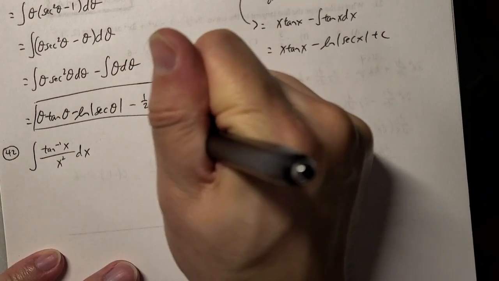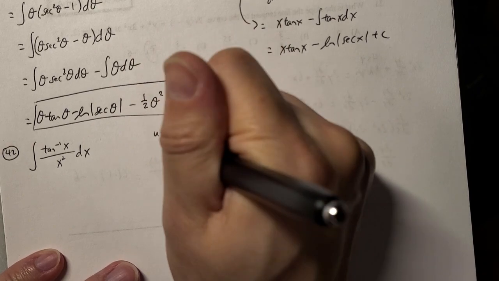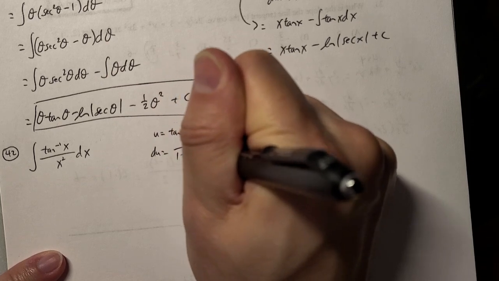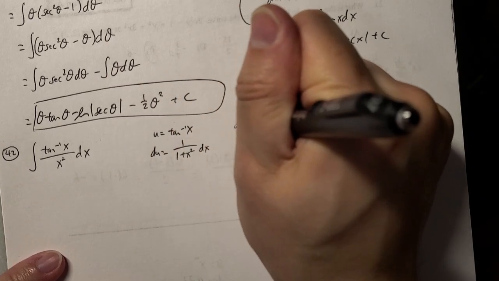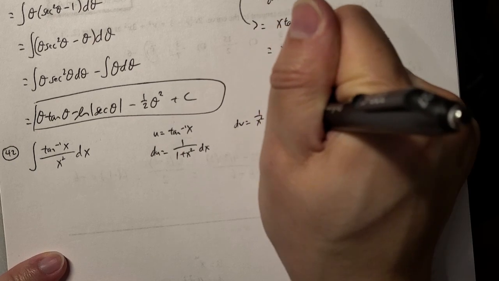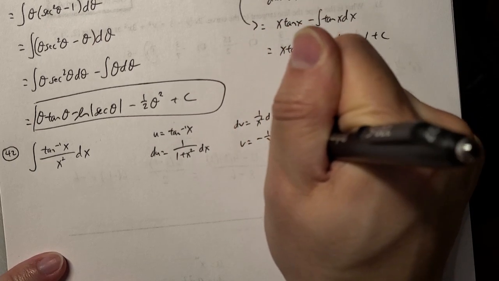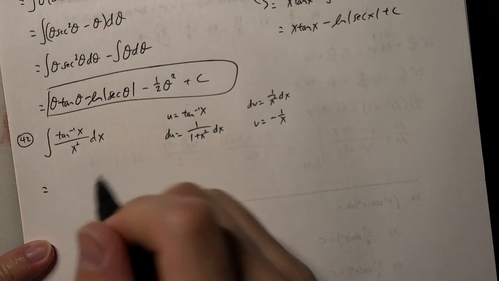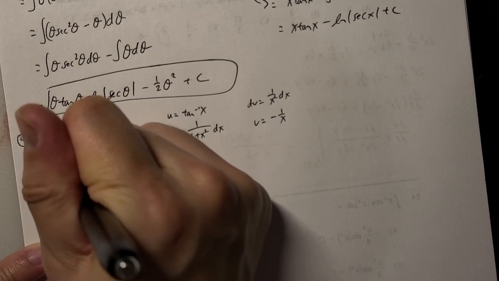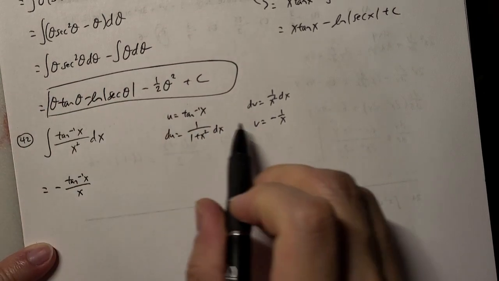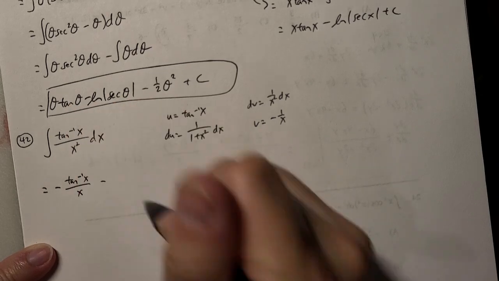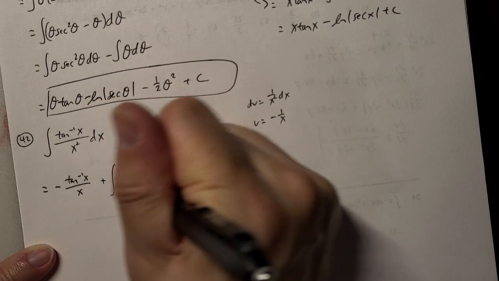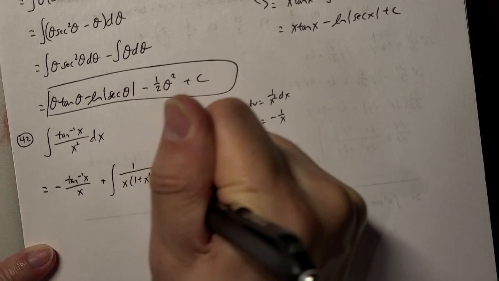So let u be arctan x. Then du would be 1 over 1 plus x squared dx. dv is what's left, 1 over x squared dx, so v would be minus 1 over x. Okay, now let's integrate by parts. It'll be minus arctan x over x, that's uv, minus the integral of v du. There's a negative over there, so plus the integral of 1 over x times 1 plus x squared dx.